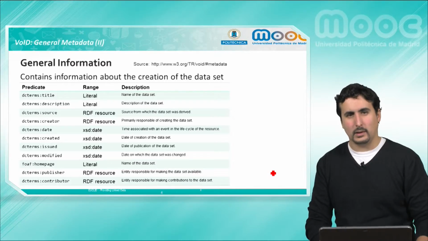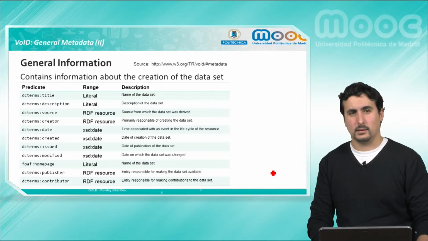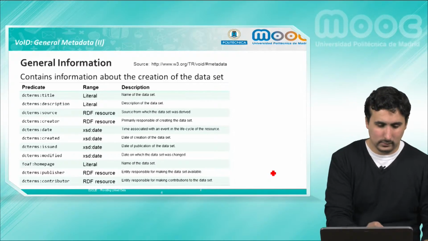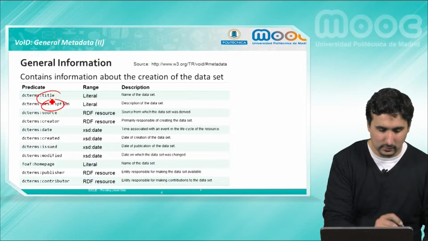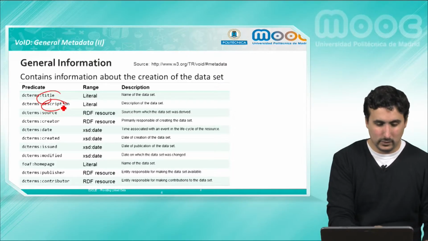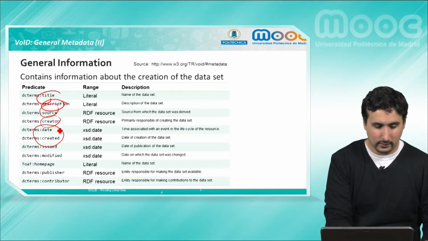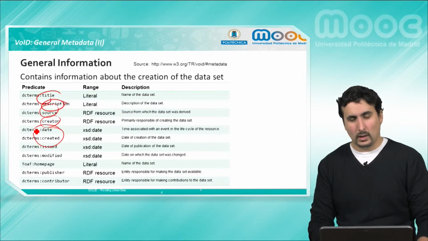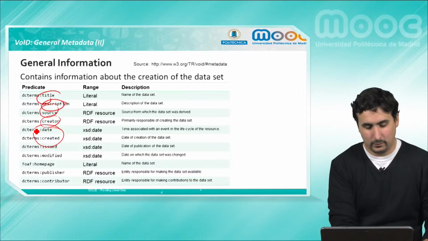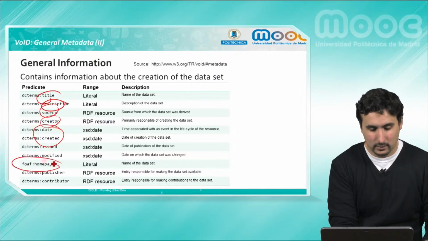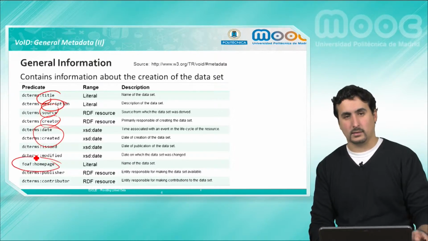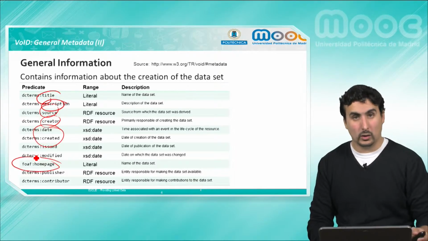These are some of the main properties of the void:Dataset, which allow to specify information such as, for example, the title or the description using DC terms, the information source, the creator, or when it was created. As well, it introduces properties from the FOAF vocabulary for specifying things such as the homepage of the dataset.